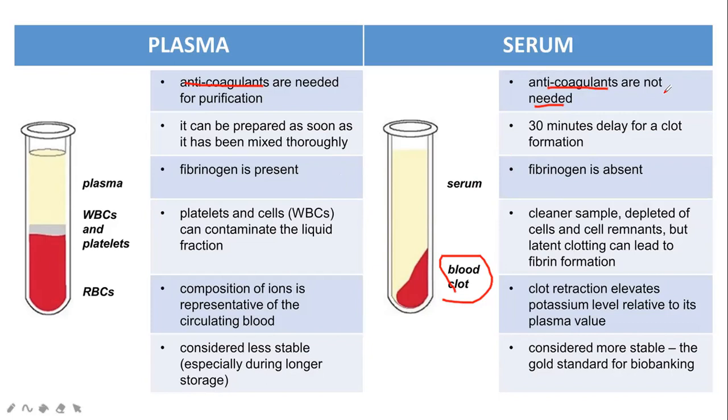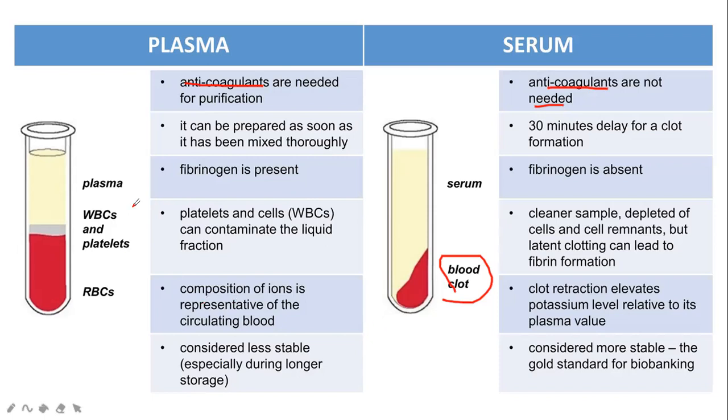With serum, you will have to wait at least 30 minutes for the clot to form, or to ensure that the blood is clotted before you centrifuge or separate it. But if you use additives, your blood will clot within 5 minutes or less, because those additives can hasten the clot formation in your blood.